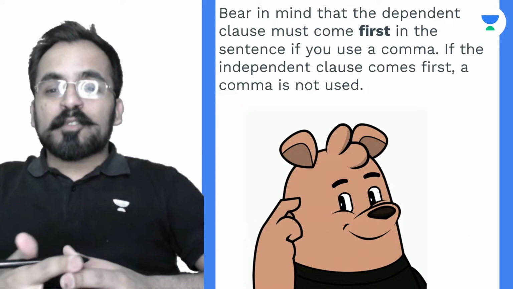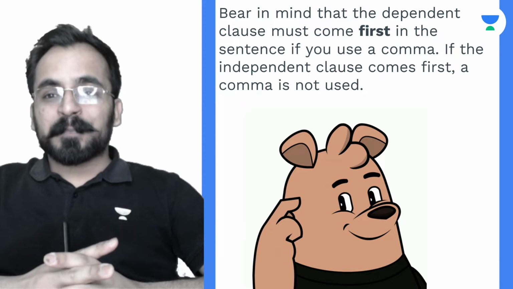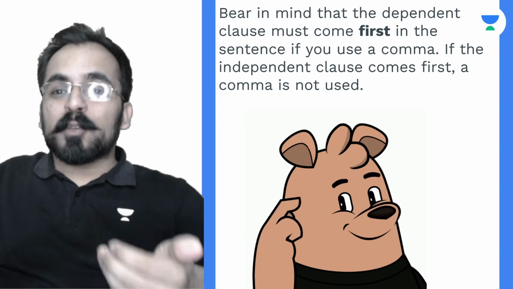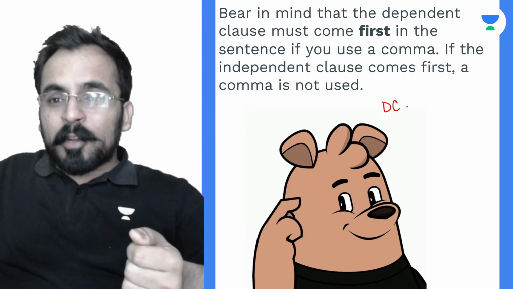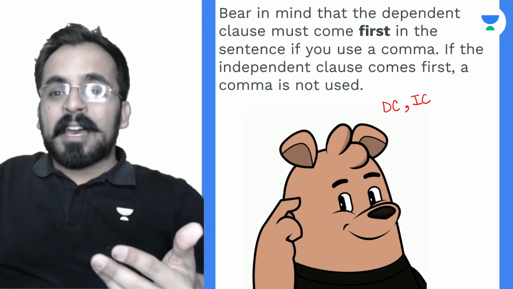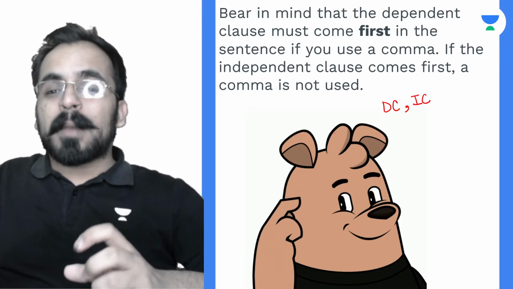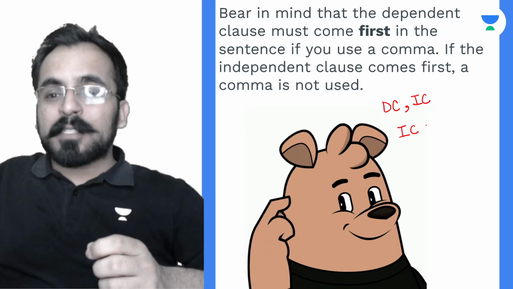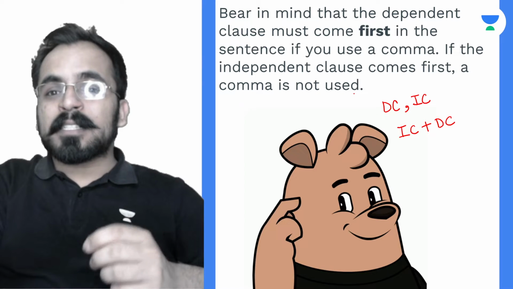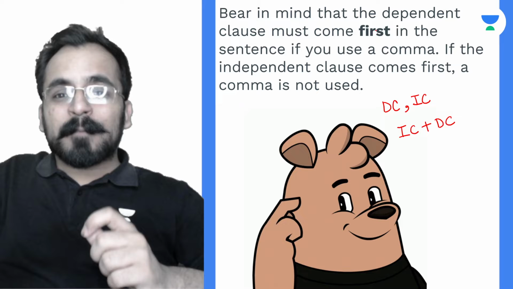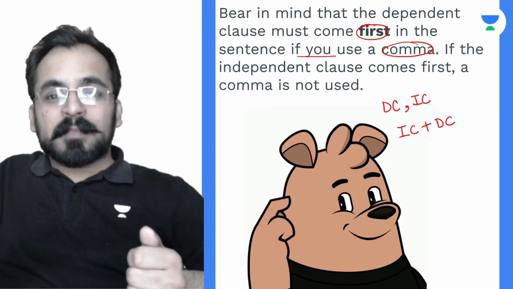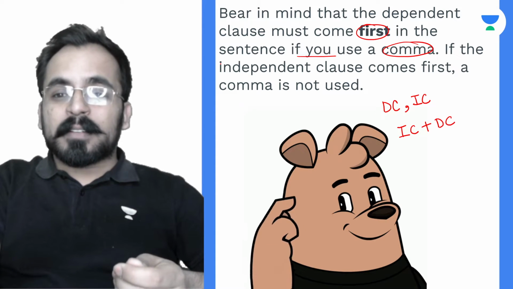Alright, let's move on. Always you have to bear one thing in mind. And what is that? The dependent clause must come first in the sentence if you use a comma. That means a dependent clause followed by a comma and then the independent clause. But if it is vice versa, if the independent clause comes first, a comma is not used. You don't need a comma. So always bear in mind that the dependent clause has to come first in the sentence if you use a comma. If the independent clause comes first, no comma is required.